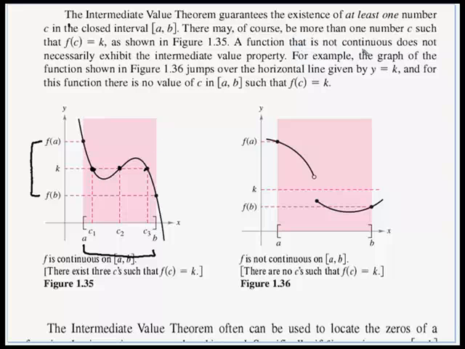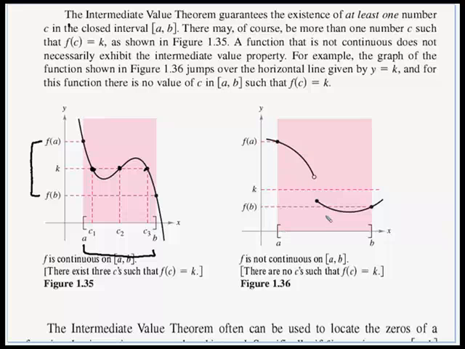A function that is not continuous does not necessarily exhibit the intermediate value property. For example, the graph of the function shown down here in this figure on the right jumps over the horizontal line given by y equals k. And for this function, there is no value c in our interval from a to b such that when we plug c into the function, f of c, we'll get that value of k. So this is why we need the idea of continuity.